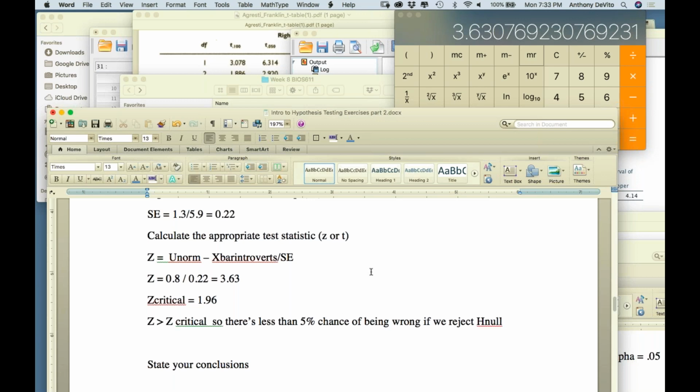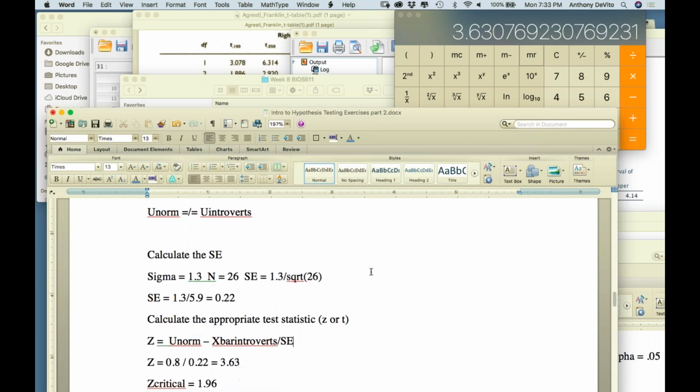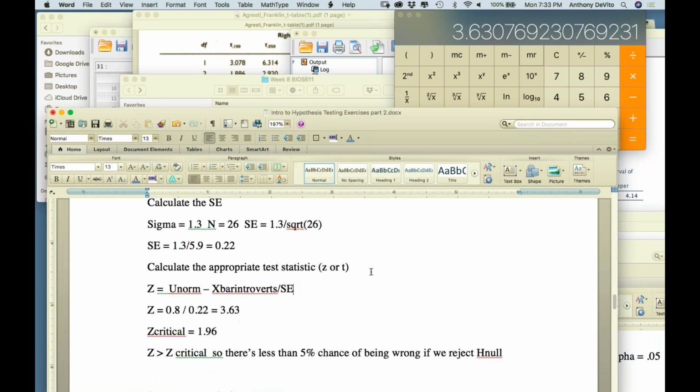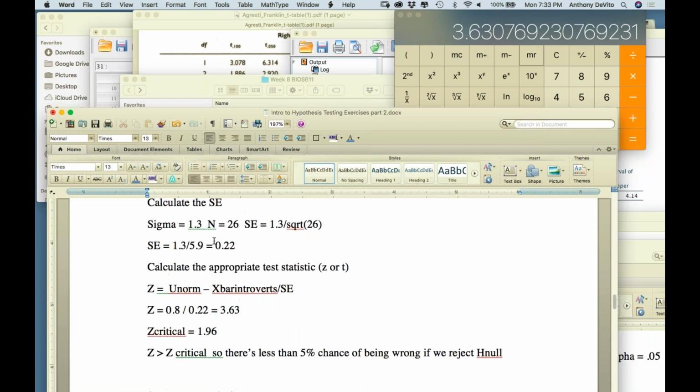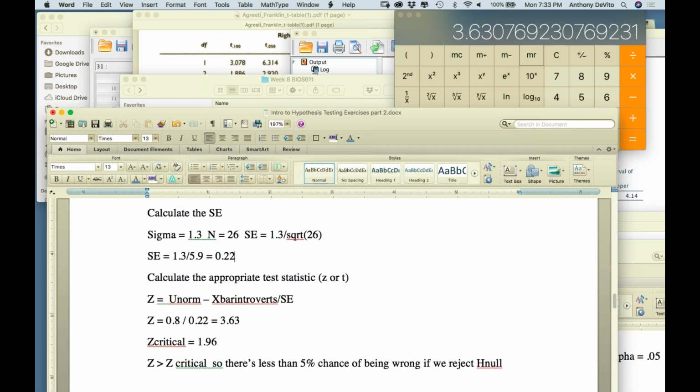Okay, let's take a look at what we got. I hope you guys gave it a shot, right? Okay, so let's see. The standard error is 1.3 divided by the square root of 26, which is 5.1. Oh, I'm sorry. I think you're right. 5.1, I think it should be.